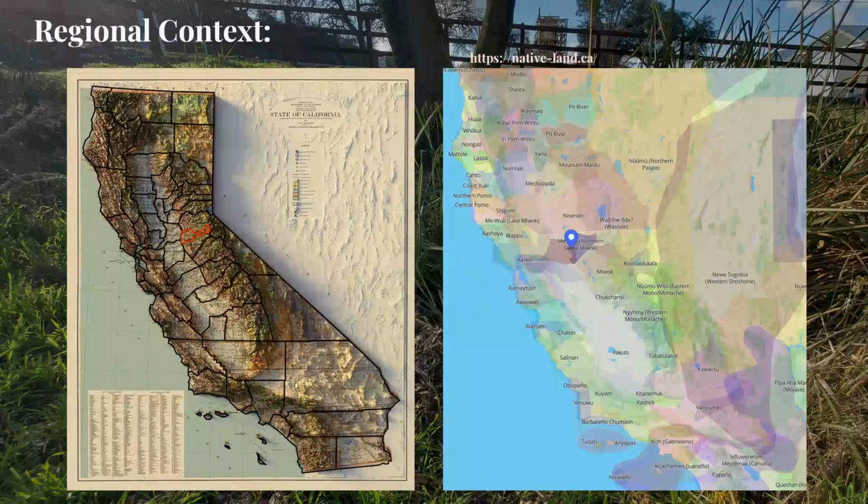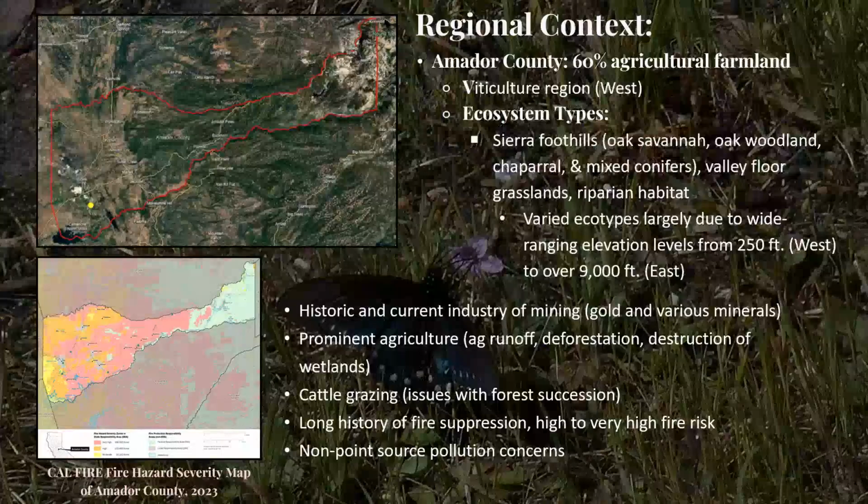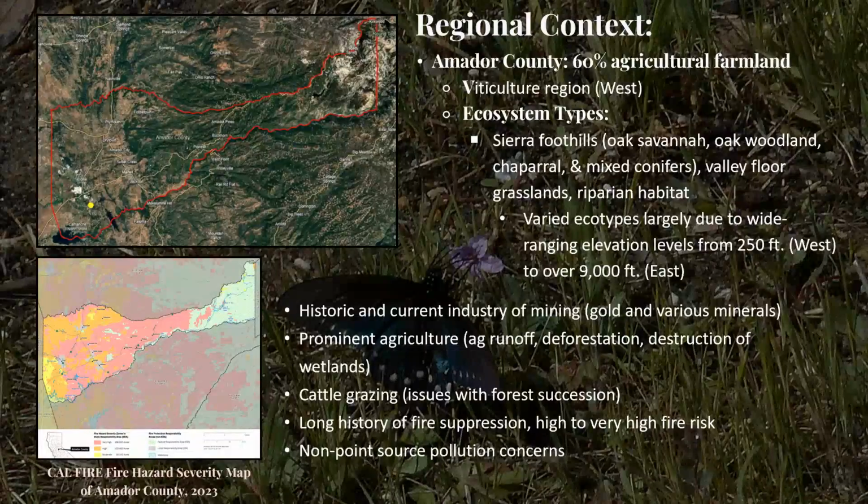So zooming in further, the yellow dot in that top one is the location of Buena Vista Rancheria. So again, Amador County more broadly is largely agricultural. Between rangeland and farming, about 60% of land is up in that area. A lot of wine growing, viticulture. And then we have a pretty wide span going west to east of different elevations, going as low as like 250 feet and then to, I believe, 9,400 feet at Thunder Mountain in the east. So a lot of ecosystem variation there.